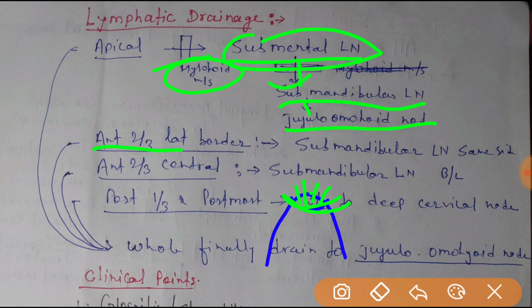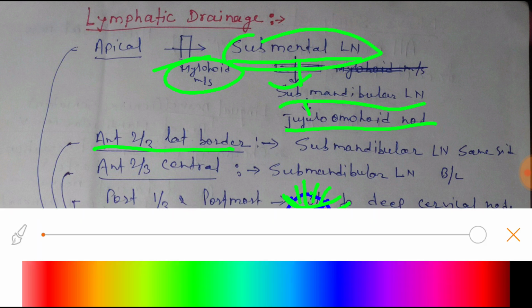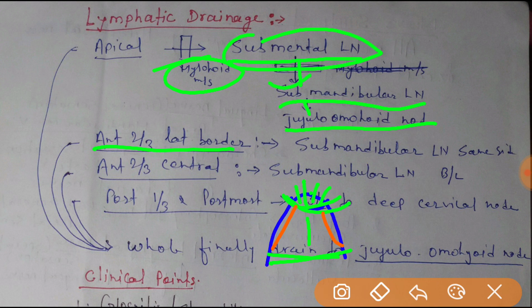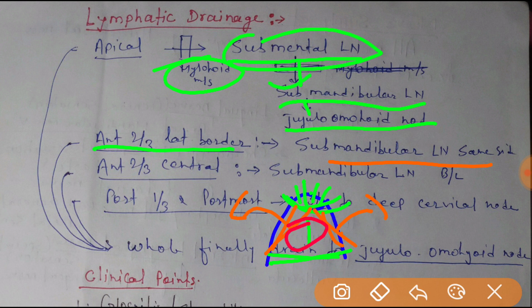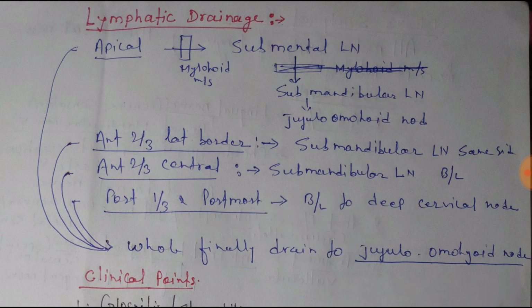Next is the anterior two-third part. Here, the lateral border drains to the submandibular lymph node of the same side, while that of the anterior two-third central part, this central part, is bilateral. That means right and left: the left side goes to the right and the right side goes to the left. That means bilateral arrangement.